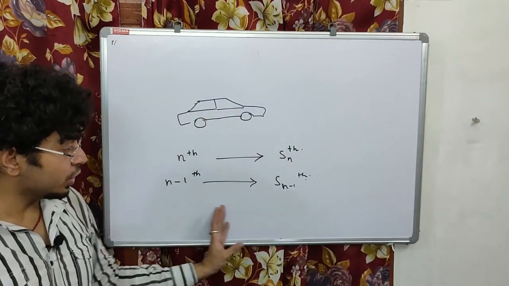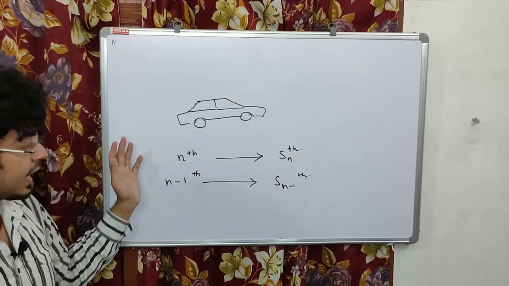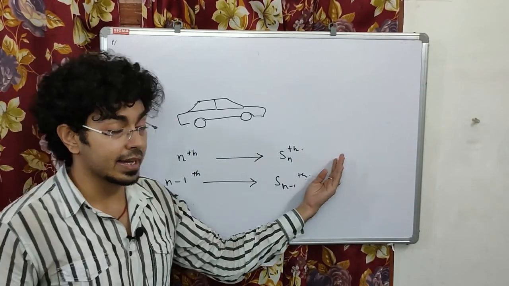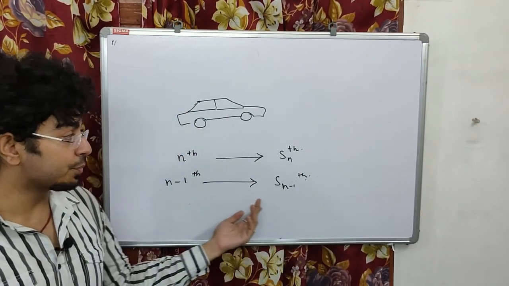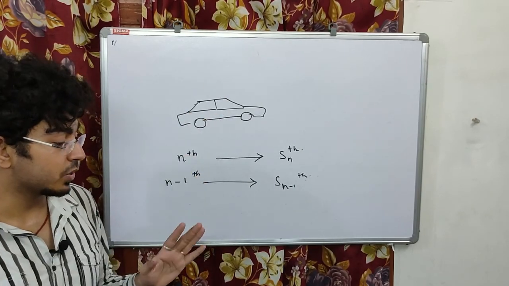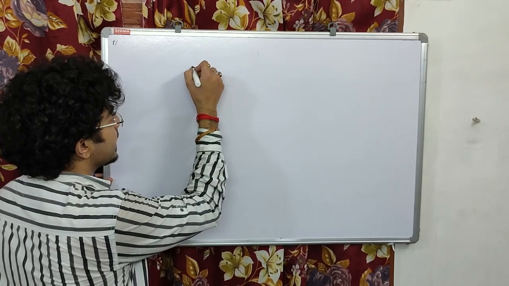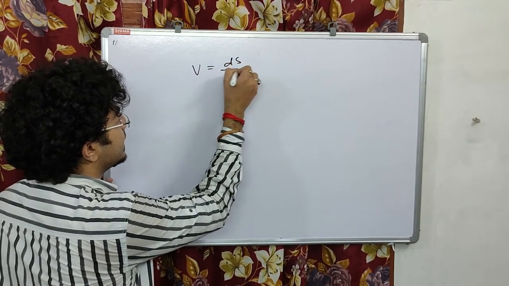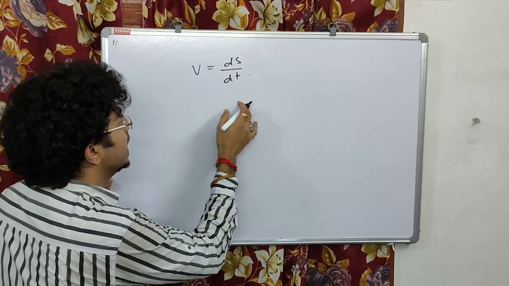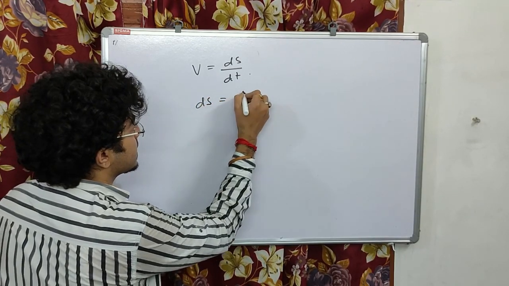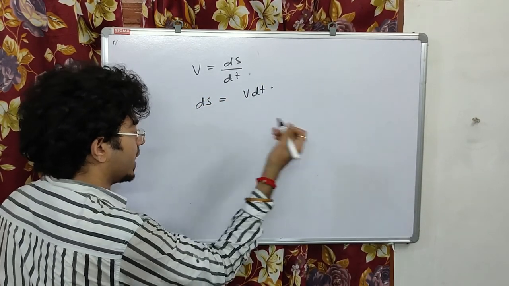So this kind of problem can also arise in physics. To understand this kind of problem, we have also formulated another equation. So let us cover that part. See, we can say v is equal to ds by dt. This is the instantaneous velocity. So ds can be written as v dt. This you know, I have just done.